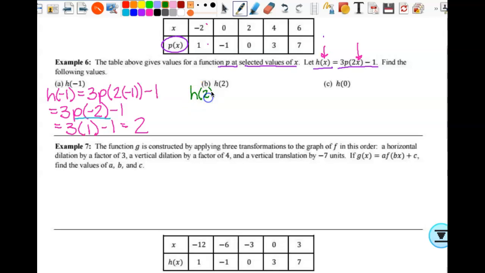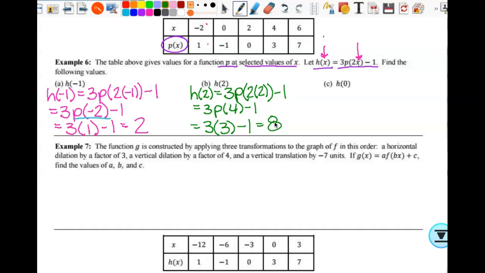H of 2 is equal to, that means I'm substituting 2 in here, 3 times P of 2 times 2 minus 1. First step, 0 work. Then that equals 3 times P of 4 minus 1. Notice how I have equal signs in between each one of those things, right? Equals 3 times what? 3. Good. And where did you get that? From the table. And that's equal to 8. Okay? Easy enough? It really is that easy.